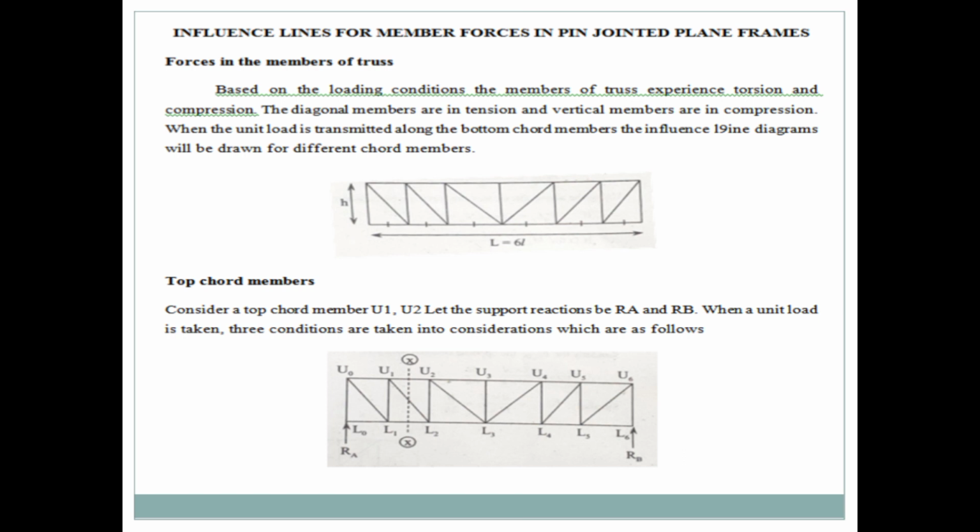When the unit load is transmitted along the bottom chord member, the influence line diagrams will be drawn for different chord members. This is the diagram for the truss frame, the top chord members. Consider a top chord member U1 U2. Let the support reactions be Ra and Rb. When a unit load is taken, three conditions are taken into consideration. This is the truss, and we find the sections. By using the sections, we find the influence lines.